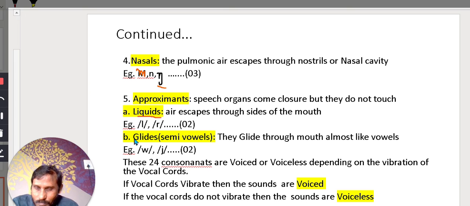So another subcategory of approximants is glides. Glide you can understand with the name itself. They glide through your mouth. Just like all the vowels glide. A, E, O, O. In the same way, glides also escape. There is another category where these sounds are not exactly vowels, but they are a little bit like vowels. That's why they are called semi-vowels. They are not exactly glides, but they are called glides, just like vowels. So they glide through the mouth almost like vowels.